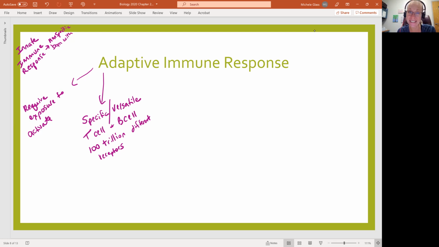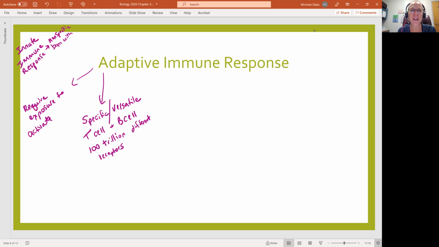Now, these are not active until exposure, but they are there ready to go when the time comes. Okay. So we have this ability to be very specific, but also very versatile. We have this ability to recognize the particular pathogen and mount a defense, and we have the ability to recognize 100 trillion different pathogens, right? So this is so cool.